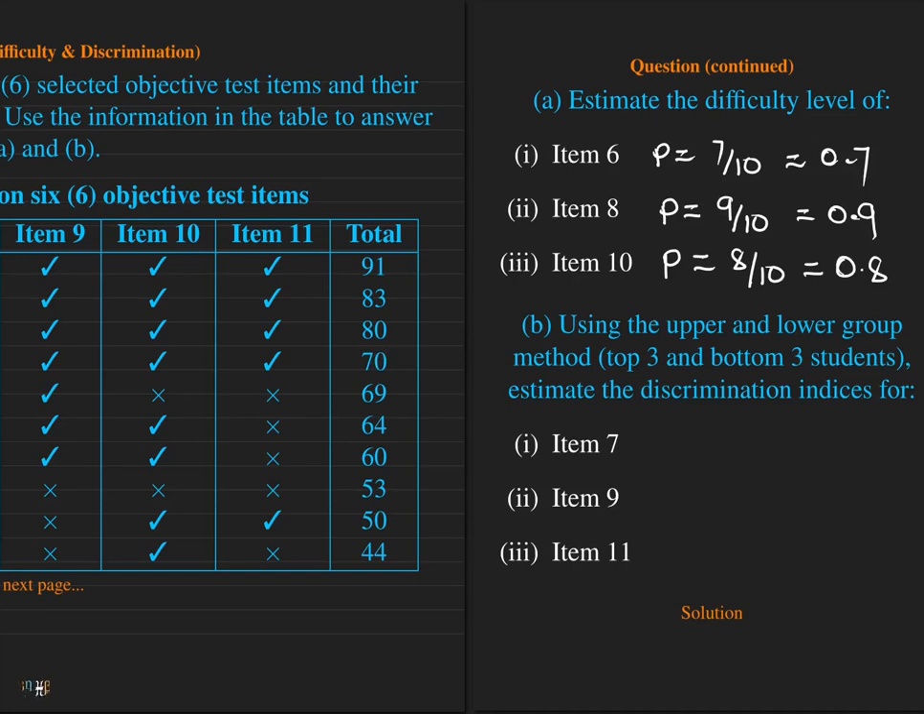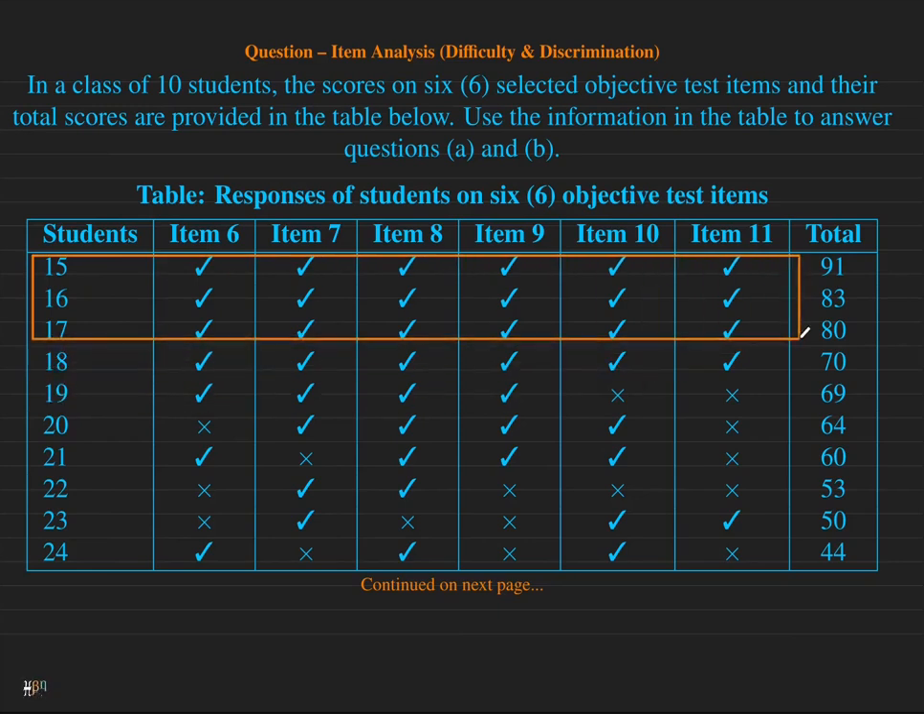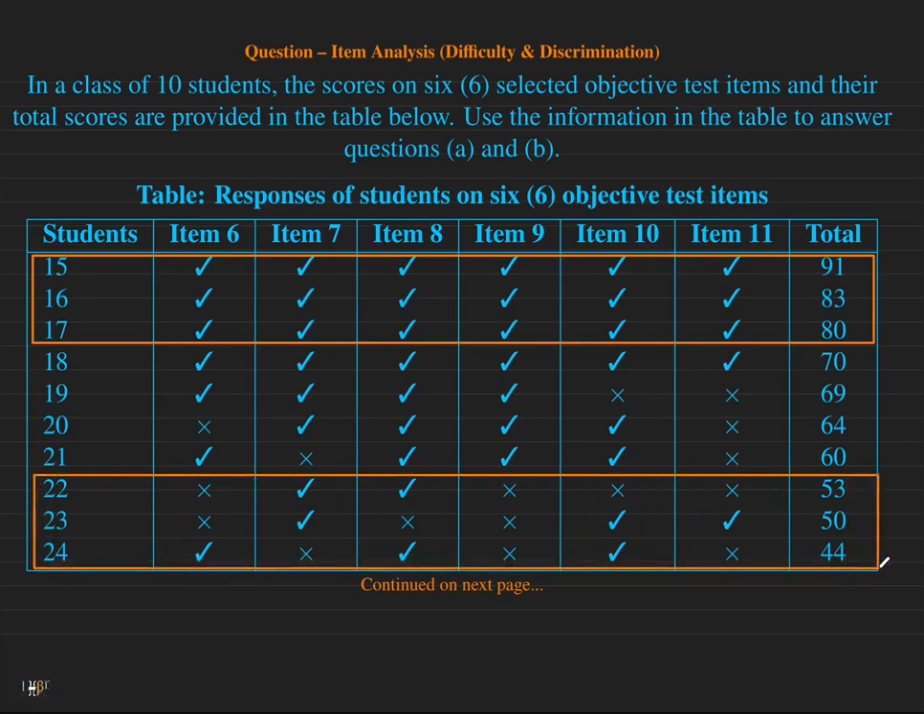You see, hence, if we take this table, this is what we are going to do. We are going to take note of these top 3 students, and then also take note of these bottom 3 students. And it is their data that we are going to use to solve for the next question. You see, so the top 3 and then the last 3.